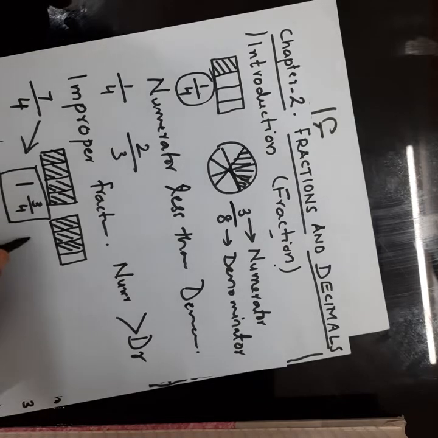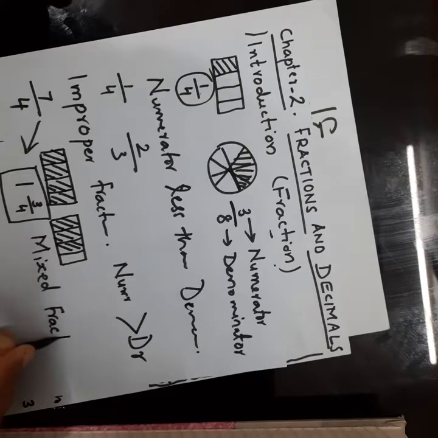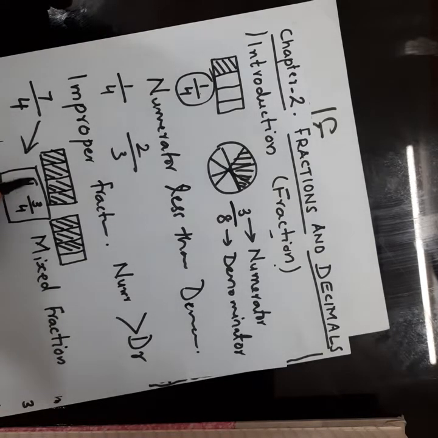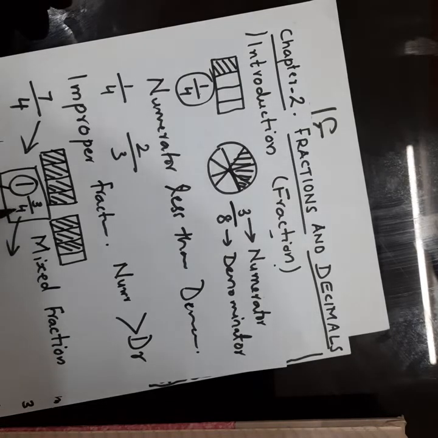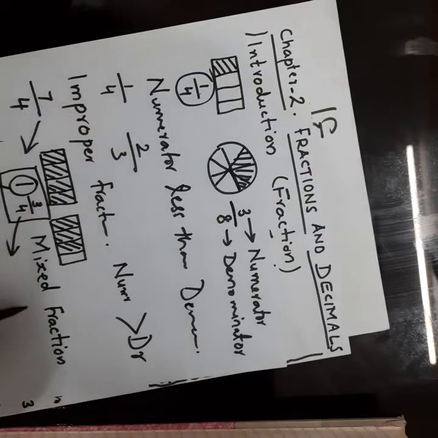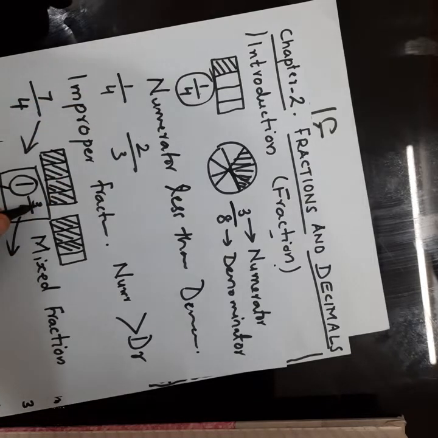This type of writing is called a mixed fraction. Why is it called a mixed fraction? Because it has two parts. One is the whole number part, and this is the fractional part. In the fraction part, you see 3 by 4. Which type of fraction is it? It is a proper fraction, because 3, the numerator, is less than the denominator. So a mixed fraction is a whole number part and a proper fraction.